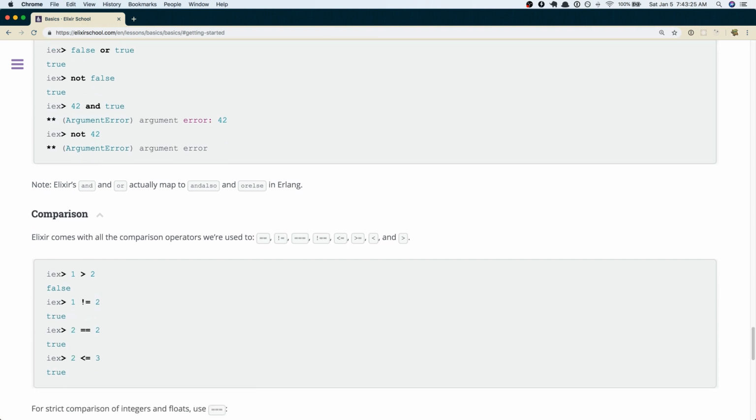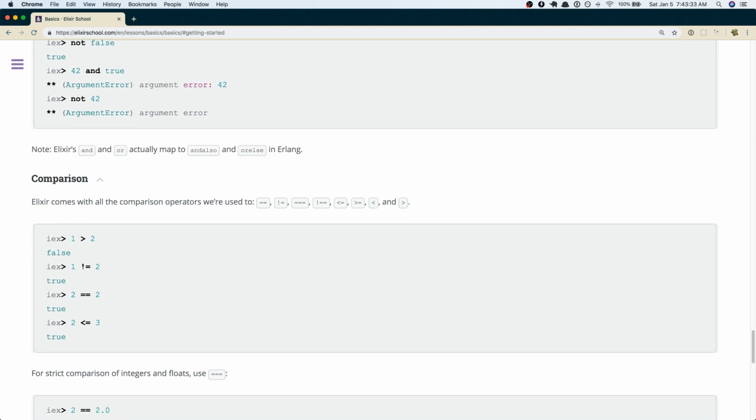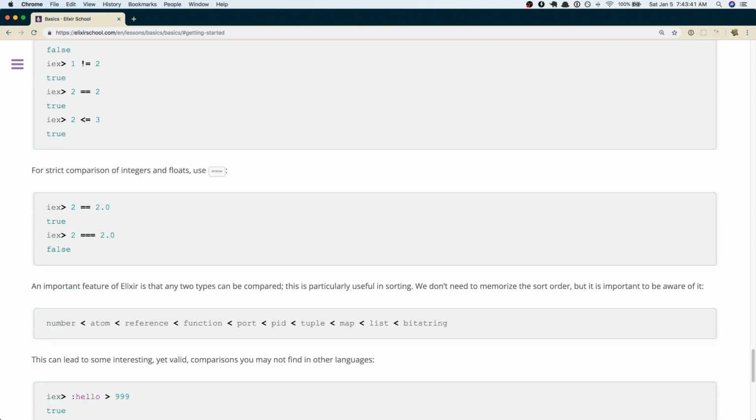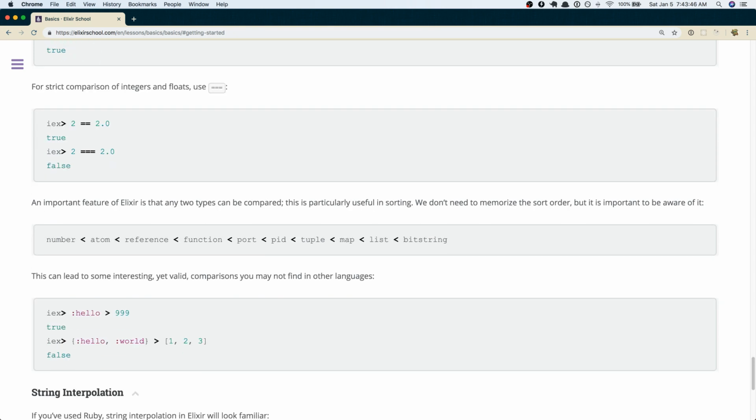Comparison. Elixir comes with all the comparison operators we're used to: ==, !=, ===, !==, <=, >=, <, and >. For strict comparison of integers and floats, use ===. An important feature of Elixir is that any two types can be compared. This is particularly useful in sorting. We don't need to memorize the sort order, but it is important to be aware of it.